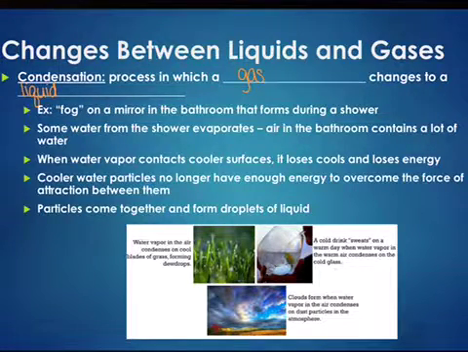And so the cooler water particles no longer have enough energy to overcome the force of attraction between them, and the particles come together and form droplets of liquid. So we also see this on cool spring mornings. The water vapor in the air condenses on the cool blades of grass, forming dewdrops. When a glass of ice water sweats on a warm day, some of that water is evaporating into the air and then cools down and then will condense on that glass.